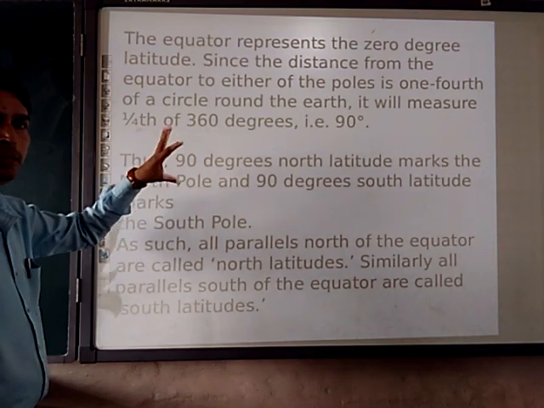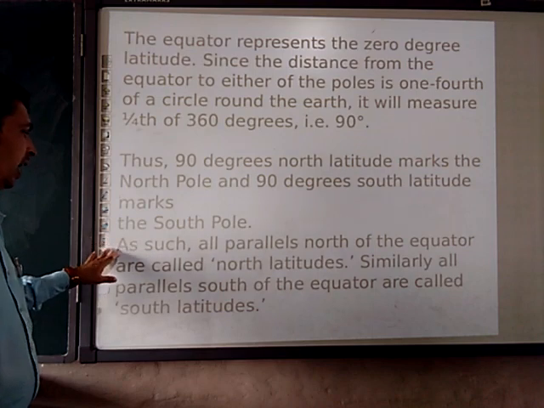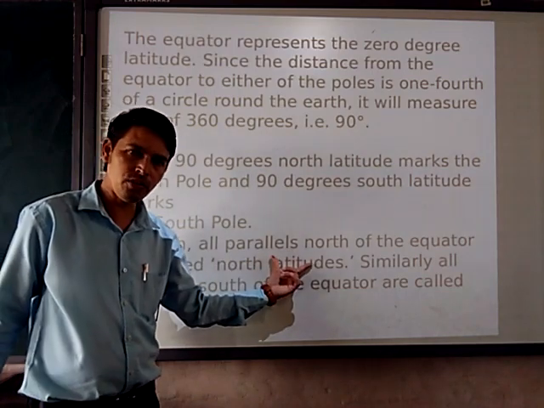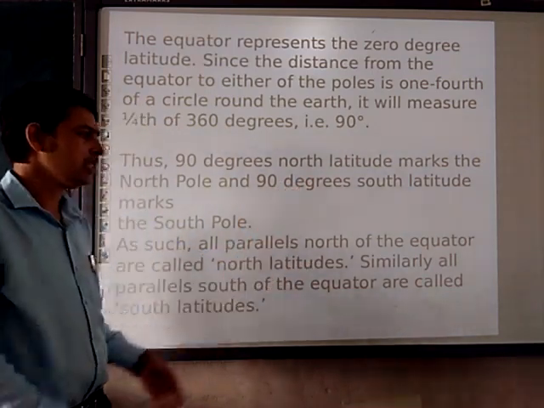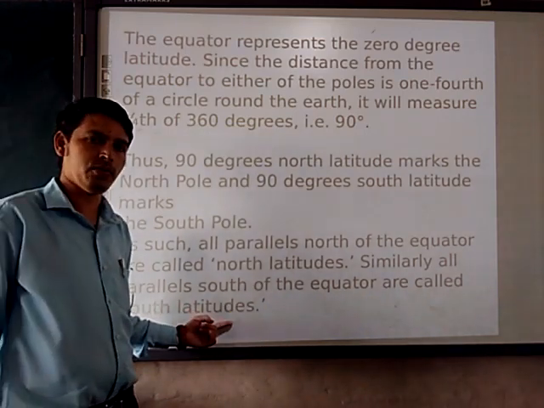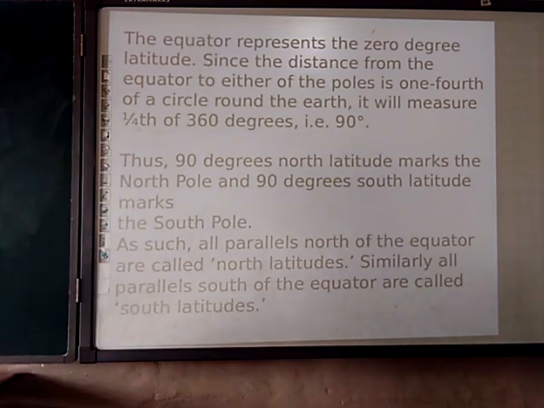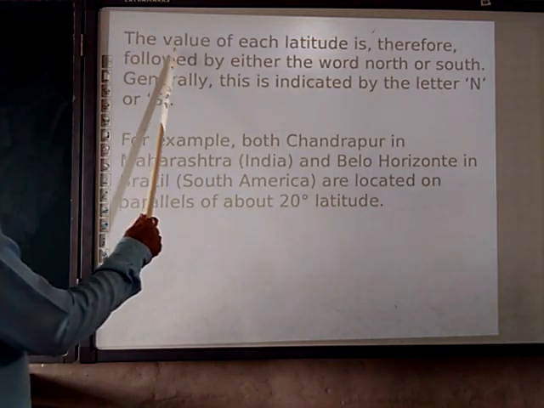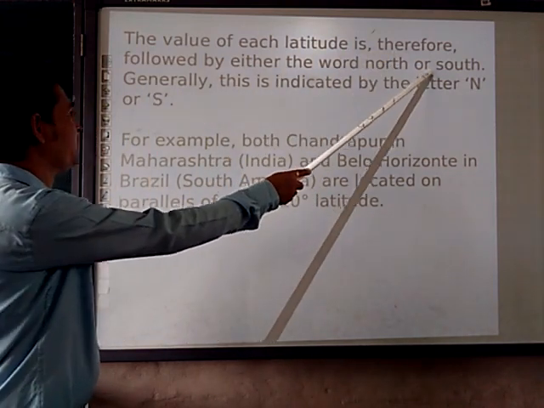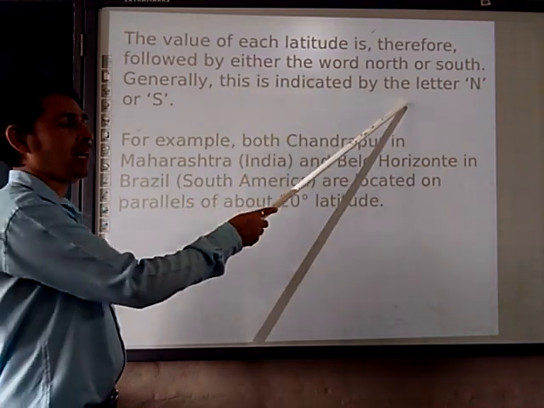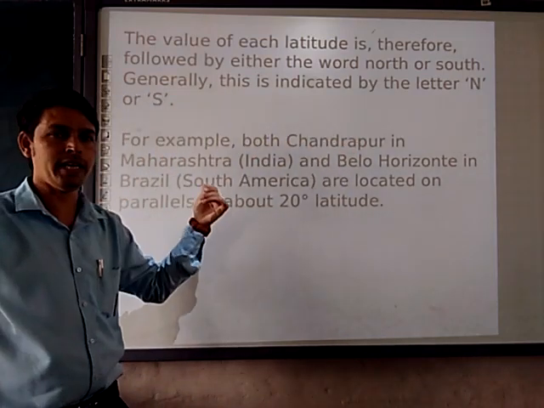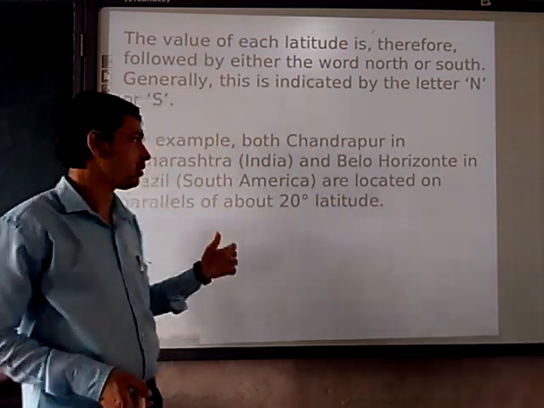We are going to see with the help of a particular picturization. As such, all the parallels north of the equator are called north latitudes, and similarly all the parallels south of the equator are called south latitudes. Okay? Next, the value of each latitude is followed by either the word north or south. Generally, this is indicated by the letters N and S. N stands for north direction, S stands for south direction. Already you all know this.